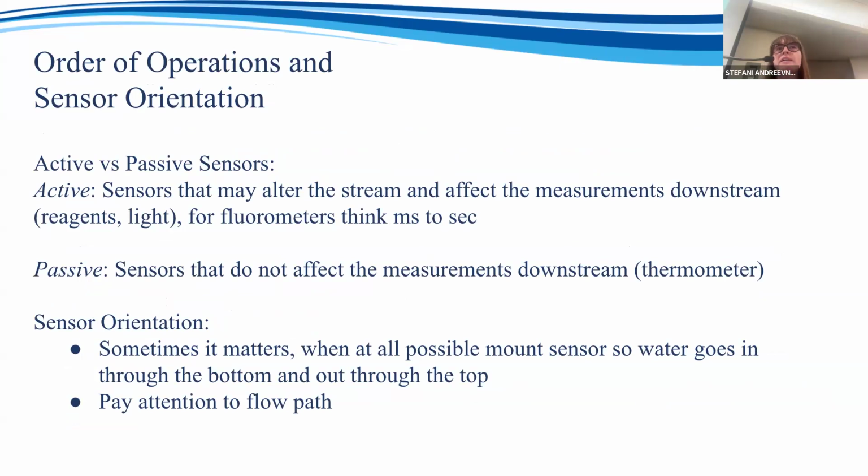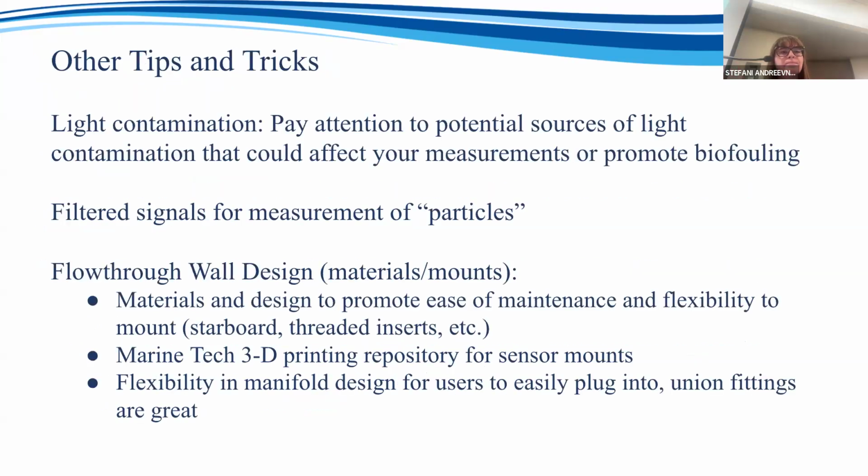Passive sensors don't affect measurements downstream. This is going to be like your thermometer. Sensor orientation, sometimes it matters. So really, as much as you can, have the water flowing through the bottom and out the top. Again, path of least resistance. Think about water flow, and pay attention to that flow path.